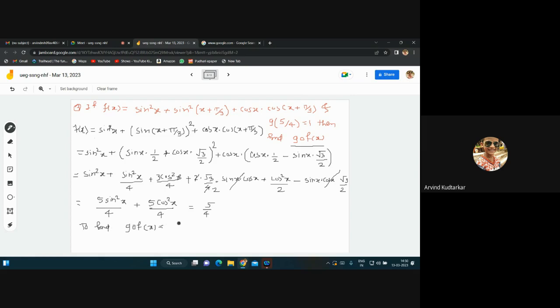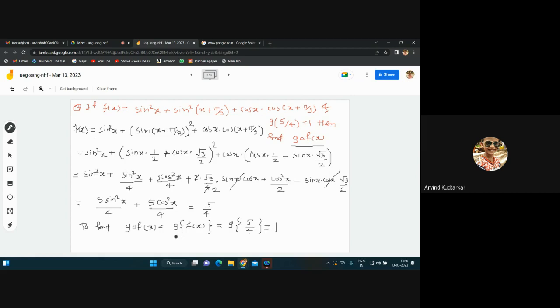So what does it mean? g of function of x. What is the function of x? It is 5/4. So g of function of x is g of 5/4, and the value of g of 5/4 is given. It is 1, so this is 1.